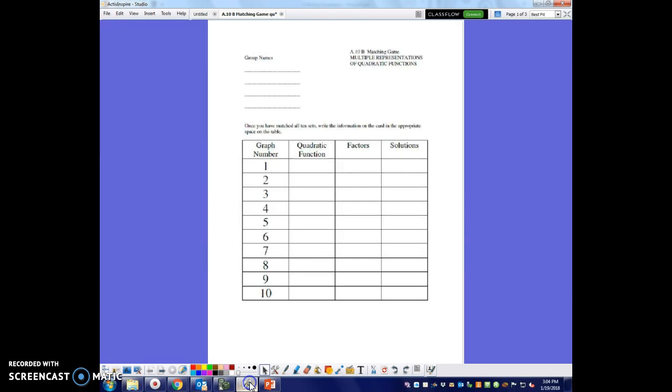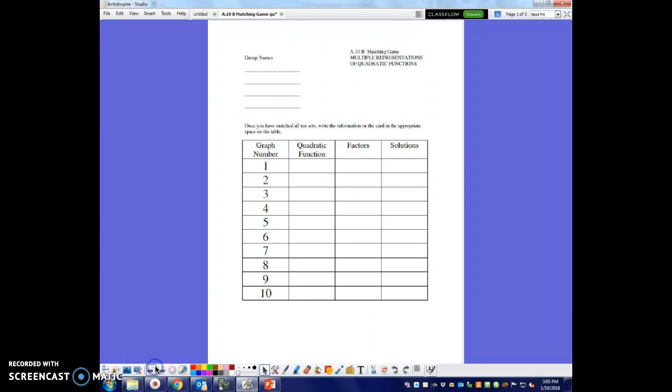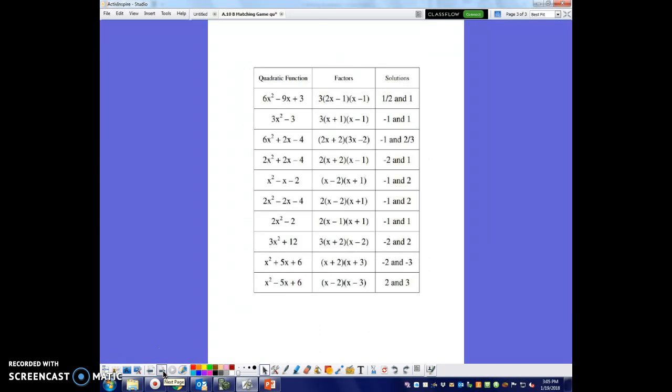So let's look at your worksheet for today. We're not doing groups, so ignore the part where it says group names. You're just going to be working on your own. Okay? It's very similar to what we did on Friday. On your paper, you have graph numbers. You're wanting to match the quadratic function, the factors, and the solutions to the graph numbers. So, you have a list of quadratic functions, a list of factors, and a list of solutions.